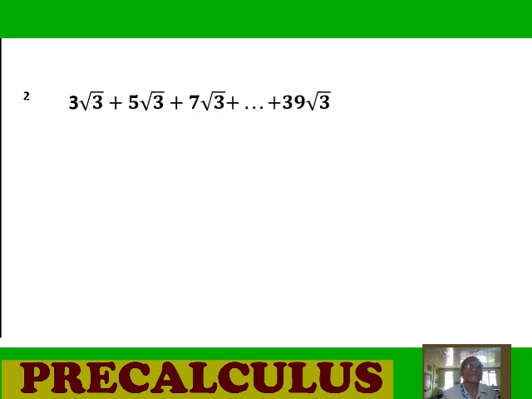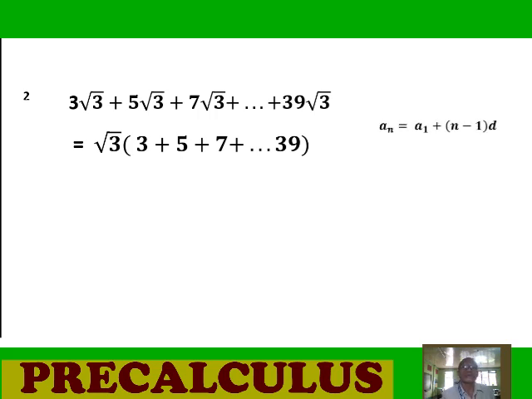Next problem. Square root of 3 is common in its term, so we can remove square root of 3 outside the parenthesis, and inside the parenthesis 3 plus 5 plus 7 up to 39. It forms an arithmetic sequence with the first term 3, common difference is 2. So simplify, combine, we have 2n plus 1.